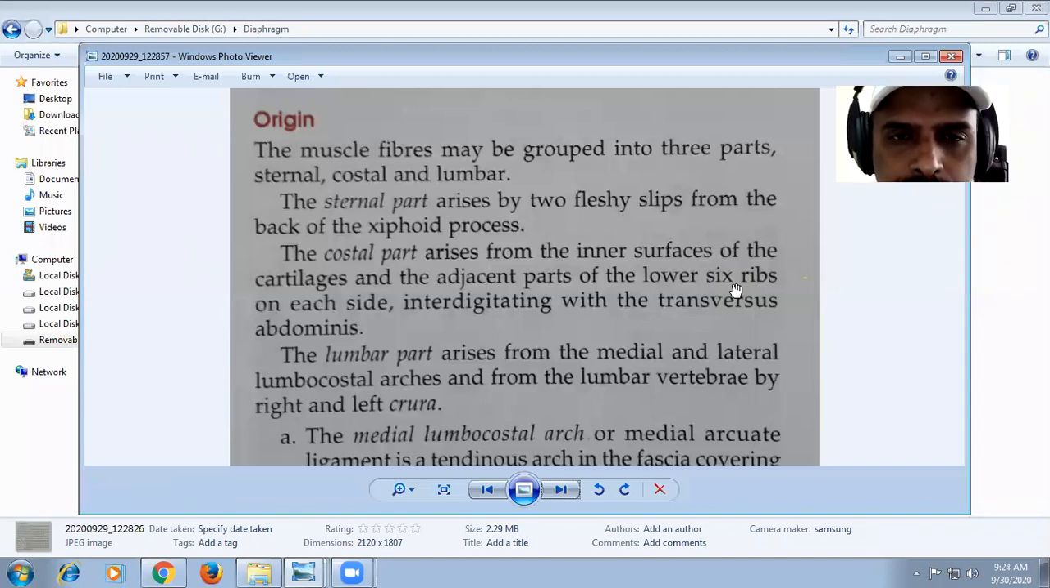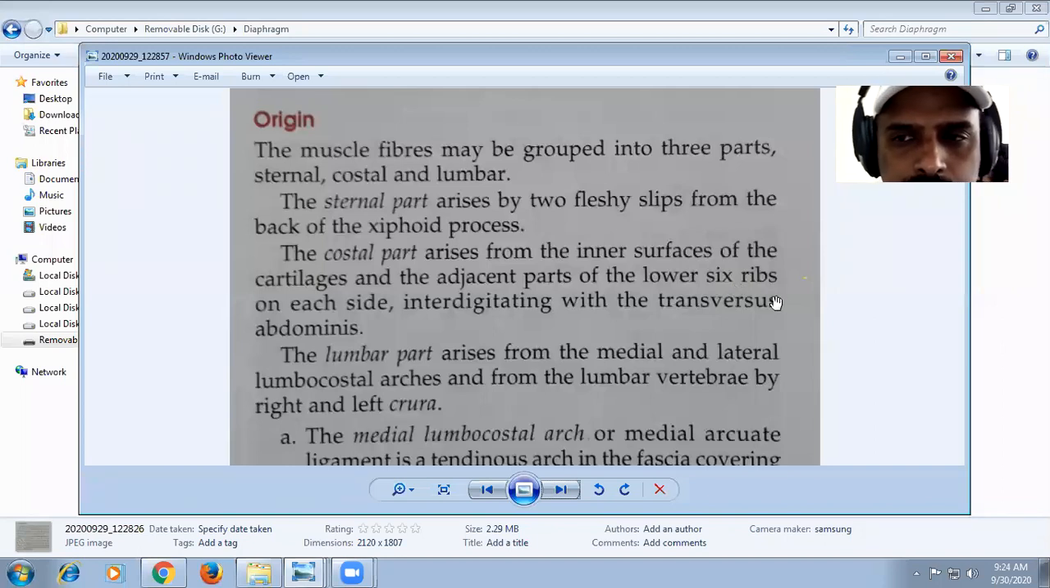It originates from three parts: the sternal part, costal part, and lumbar part. One thing you should remember here: the diaphragm originates from the sternum, then the costal part, that is the ribs, then the lumbar part, that is the lumbar vertebrae. These are the three main bones you have to remember for the origin of the diaphragm.